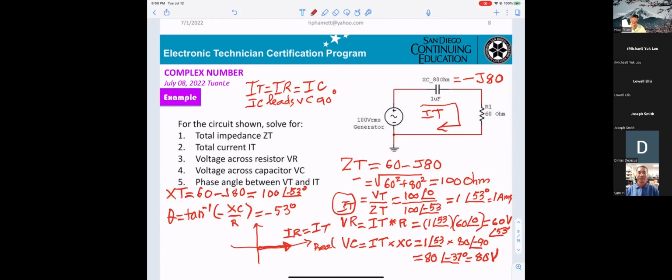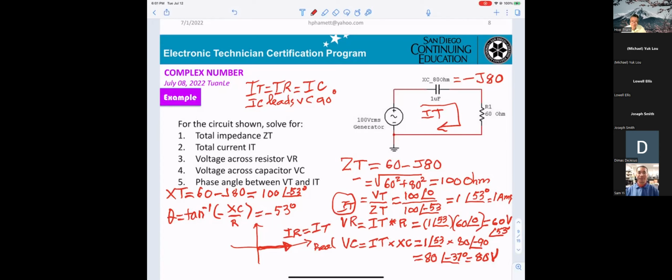A lot of students could not understand why we draw for R, or for V, or for I. So in this case, I want to draw for IT. And I know IT and IR will be the same, so that's why I have to draw IR, and that will also be IT. You get that? Yeah, I get that part of it.